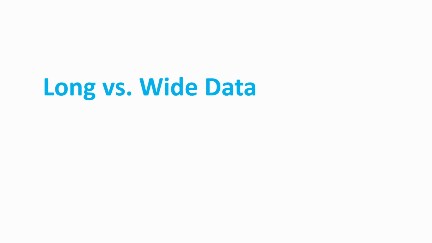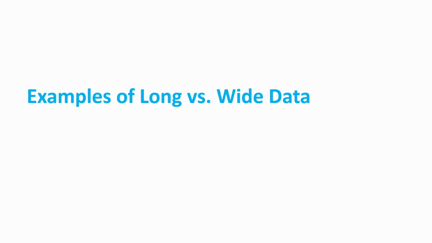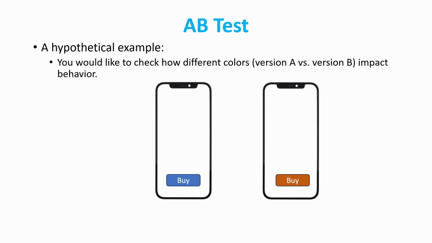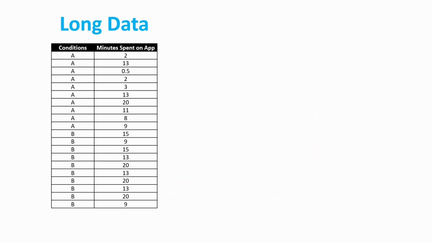In this tutorial, I'm going to explain long versus wide data. Let's just start with a hypothetical example. For instance, you would like to check how different colors impact behavior. And for instance, you design the button to be blue versus orange color and to see how that impacts behavior. And you collect some data.